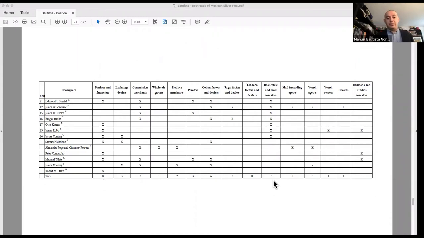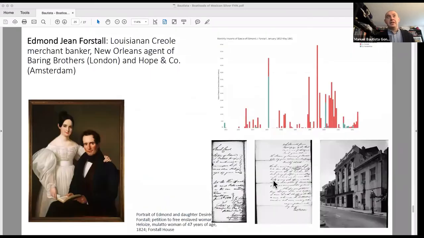Both foreigners and Americans invest very heavily in real estate and land. Two examples here that I'm going to show are Edmund Jean Forstall and James Robb. Edmund Jean Forstall is a Louisiana Creole merchant banker. That is, his family was French and had arrived in the French and later Spanish colonial period. He becomes eventually the agent of Baring Brothers and Hope & Co.